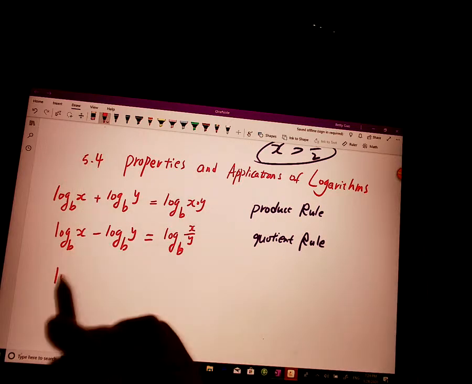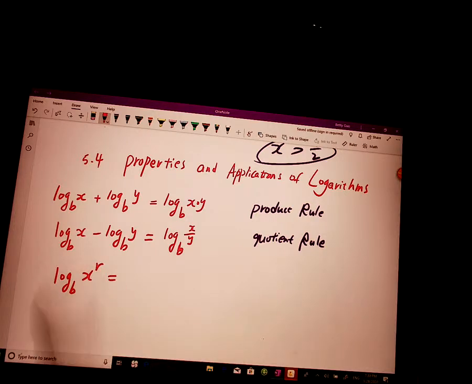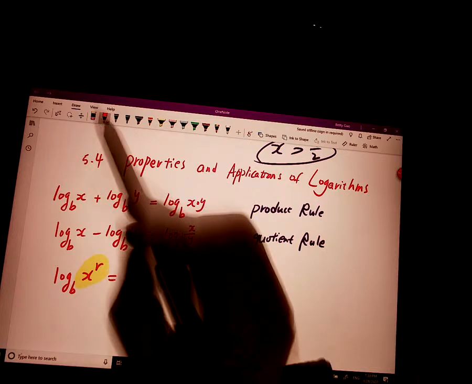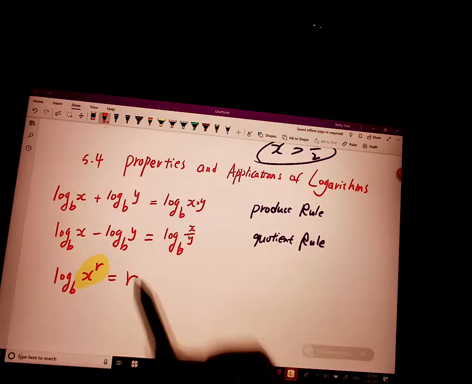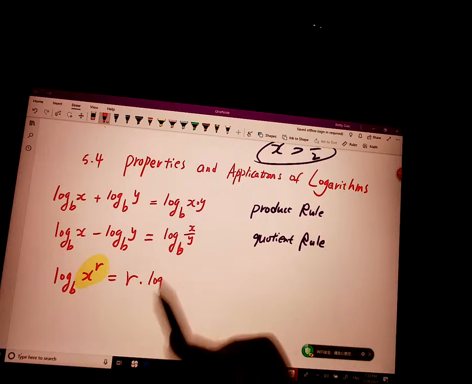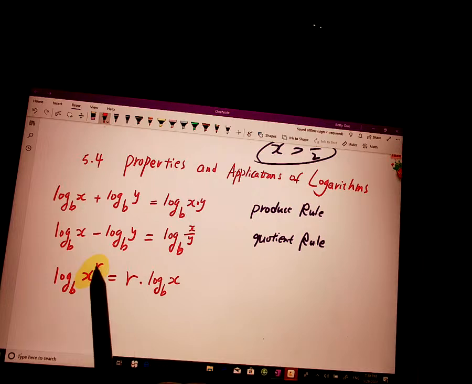Number 3. Let's look at this logarithm. The base is b. The anti is x to the power of r. The anti x to the power of r is an exponentiation. Turns out we are able to move the exponent in the anti in front and multiply by the logarithm with base b of x. So I'm saying we are able to move the r in front.